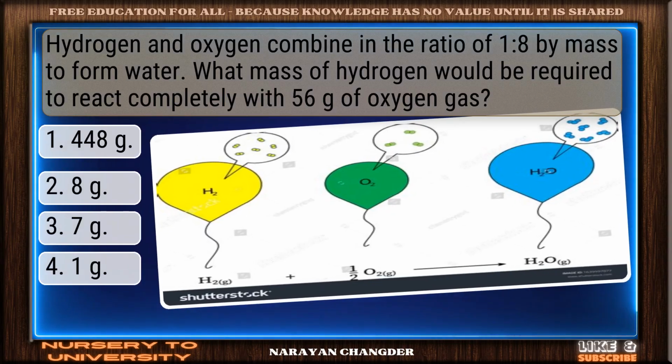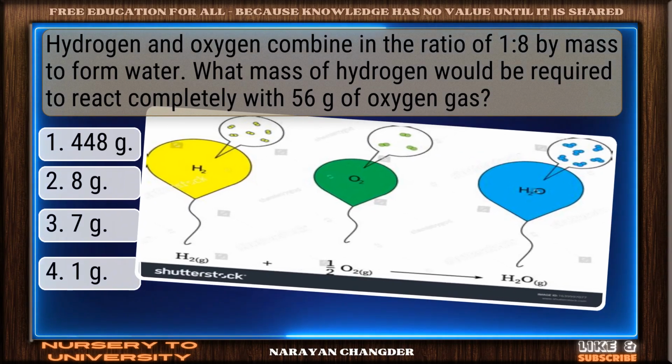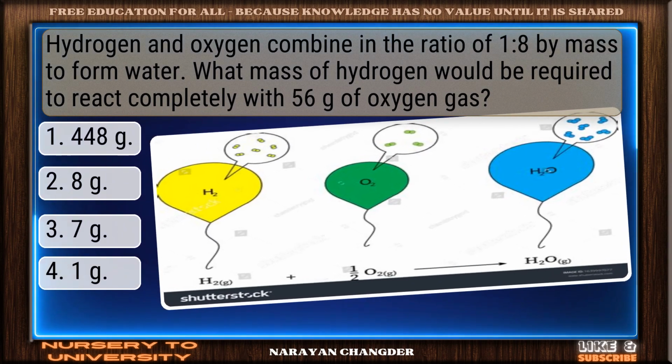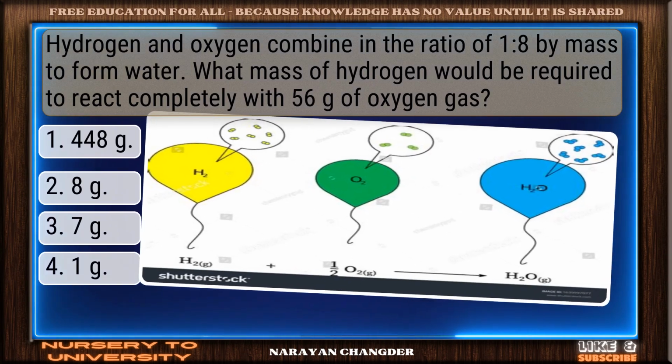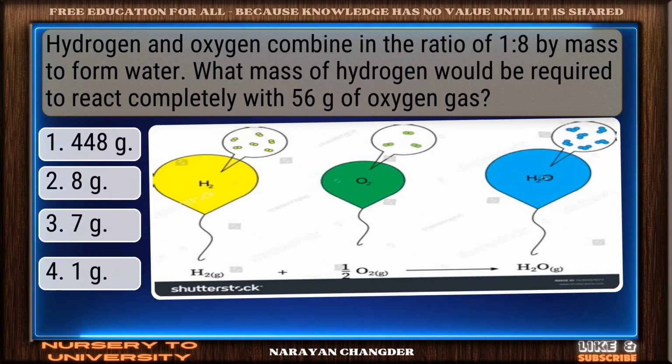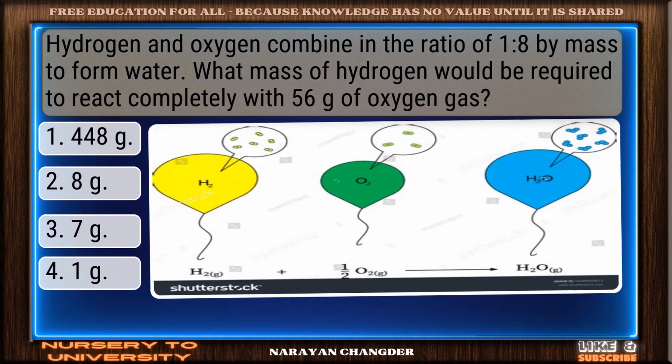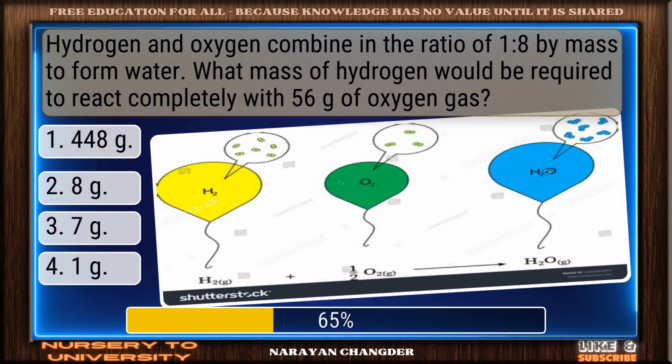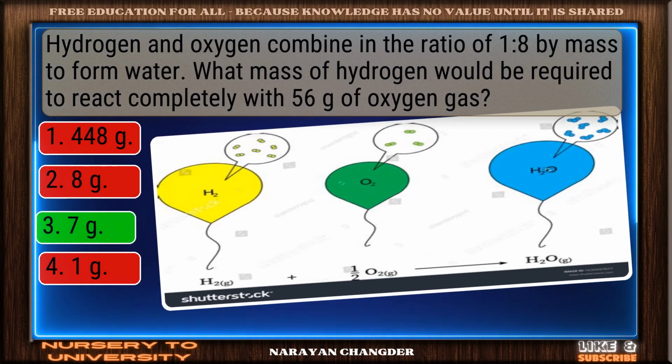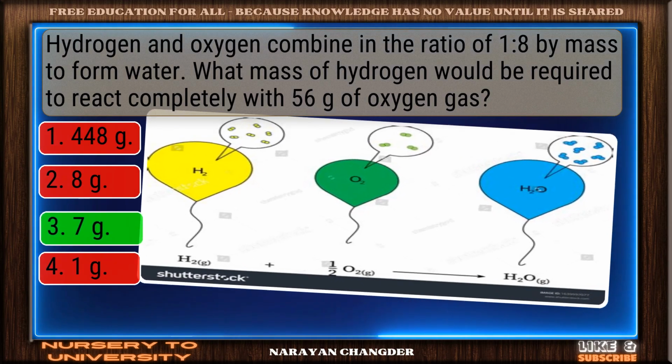Question number 18. Hydrogen and oxygen combine in the ratio of 1:8 by mass to form water. What mass of hydrogen would be required to react completely with 56 g of oxygen gas? Excellent choice. 7 g is the right answer.